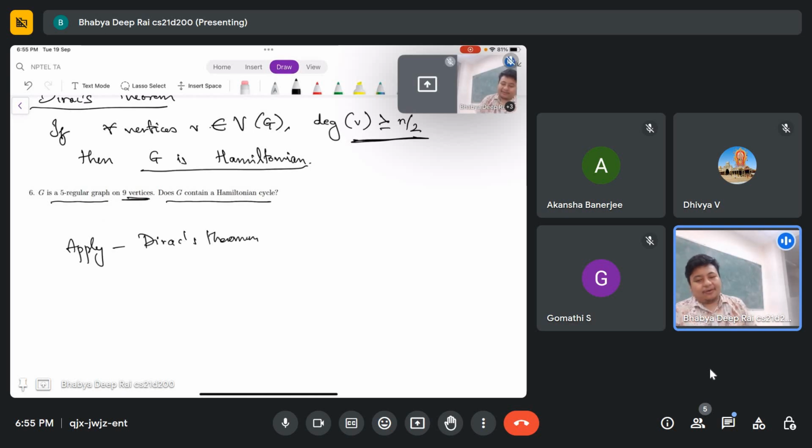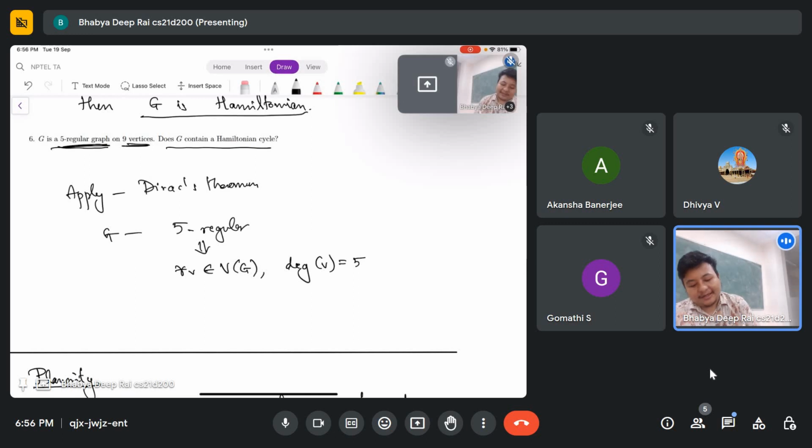Dirac's theorem says all the vertices have at least n by 2 degree. So let's look at the degrees of each vertex. So G is a 5 regular graph. What is meant by a regular graph? All the vertices have the same degree. What is meant by a 5 regular graph? All the vertices have degree 5. 5 regular means for all vertices the degree is exactly equal to 5.